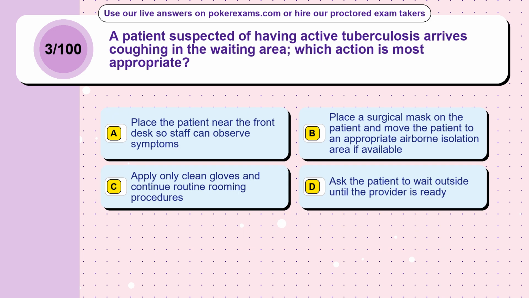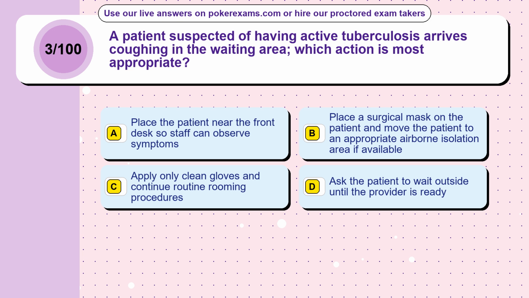Question 3. A patient suspected of having active tuberculosis arrives coughing in the waiting area. Which action is most appropriate? Option A. Place the patient near the front desk so staff can observe symptoms. Option B. Place a surgical mask on the patient and move the patient to an appropriate airborne isolation area if available. Option C. Apply only clean gloves and continue routine rooming procedures.